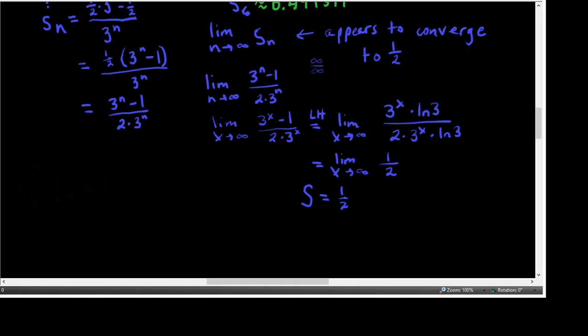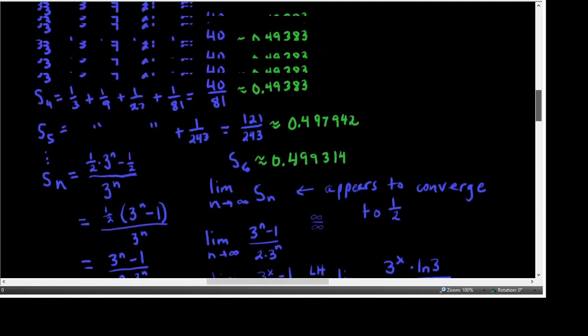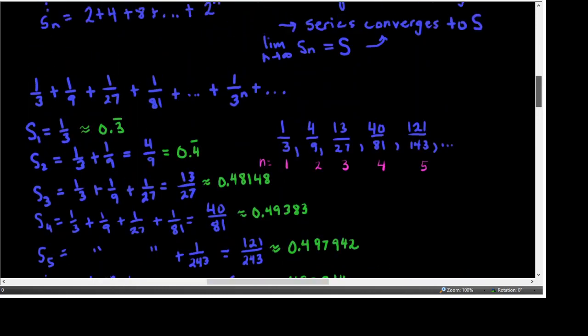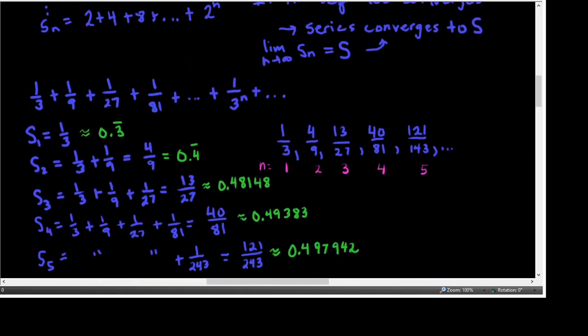I want you to think about what I just said. The sum of that series is 1/2. So if you go back to that infinite series up here, if you add all of those numbers and never ever stop, the actual sum of that entire infinite thing is 1/2.